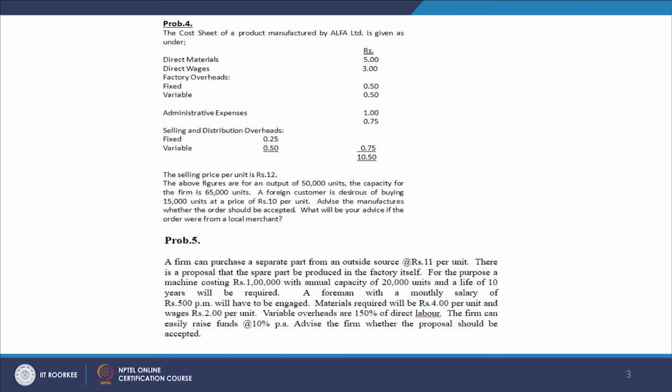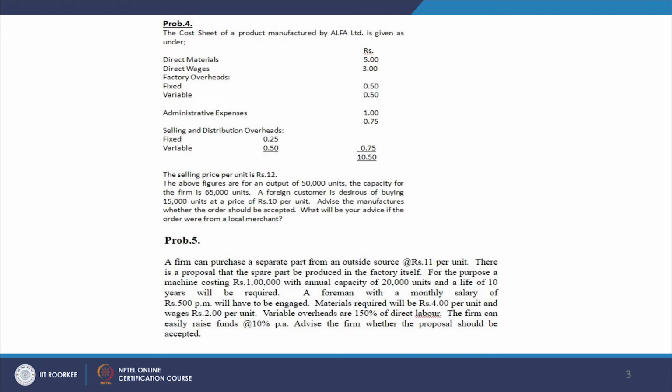Selling and distribution overheads are partly fixed and partly variable. The fixed overheads are 0.25 and the variable overheads are 0.50, so the total selling and distribution overhead becomes 0.75. If you look at the total cost of this production, it works out to 10.50, and the selling price per unit is rupees 12.